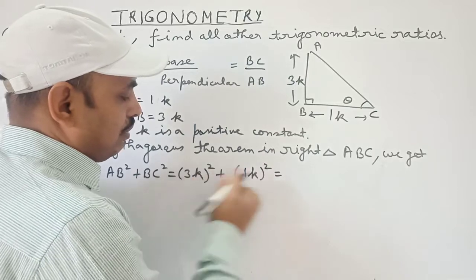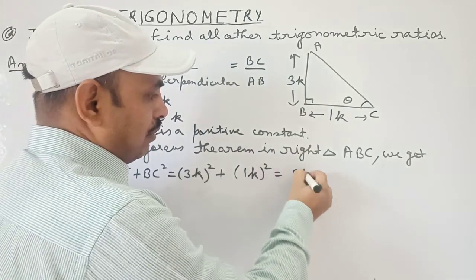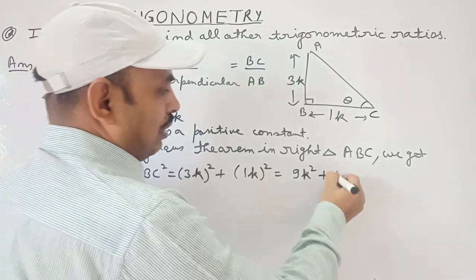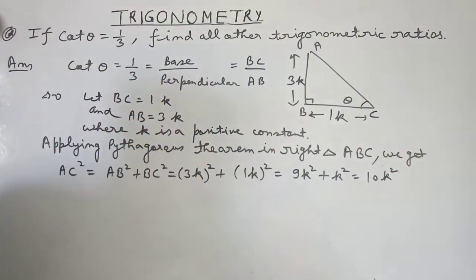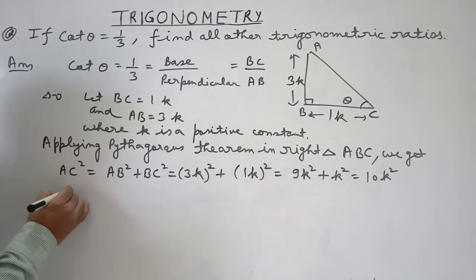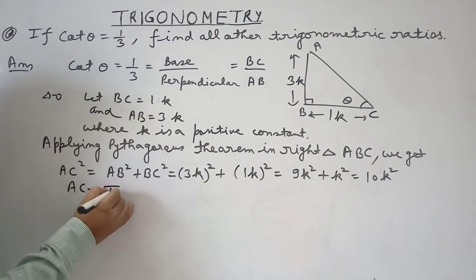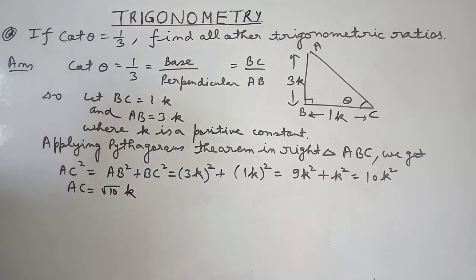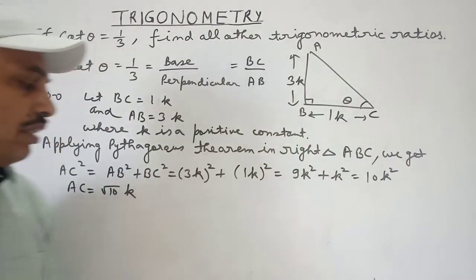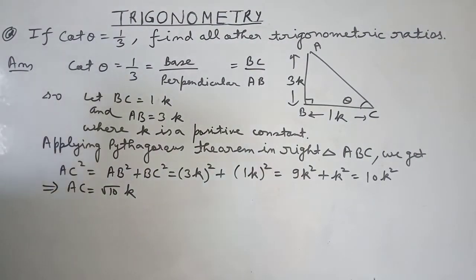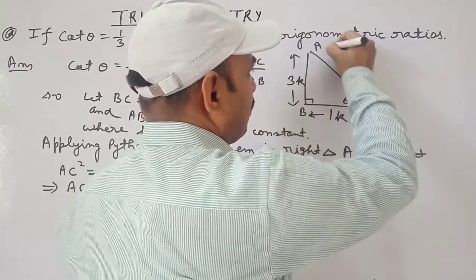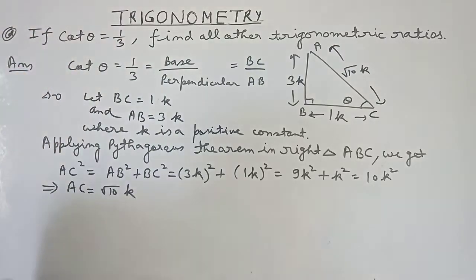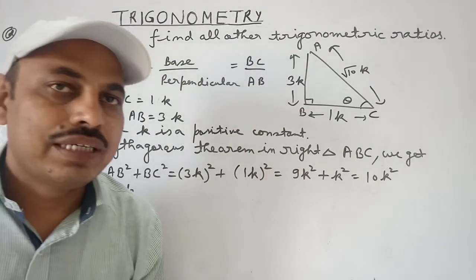3K square, 9K square. 1K whole square, K square. This is equal to 10K square. Taking square root of both sides, AC is root 10K. Now we have to find all other trigonometric ratios.